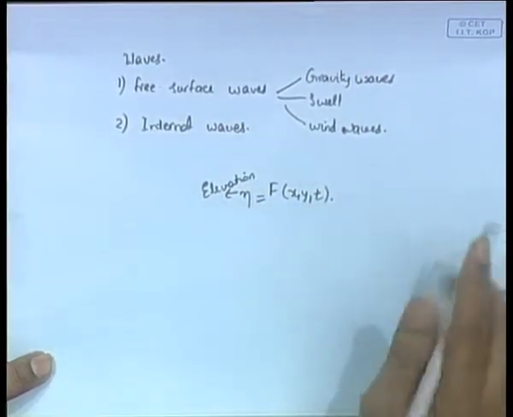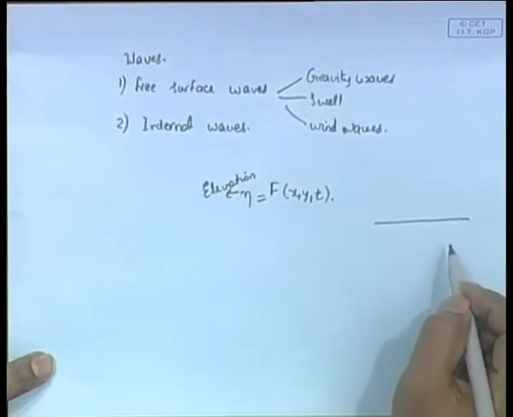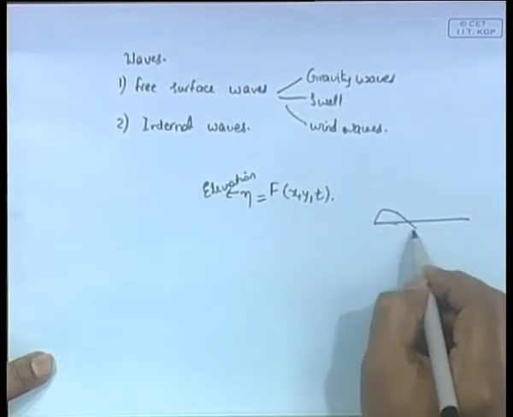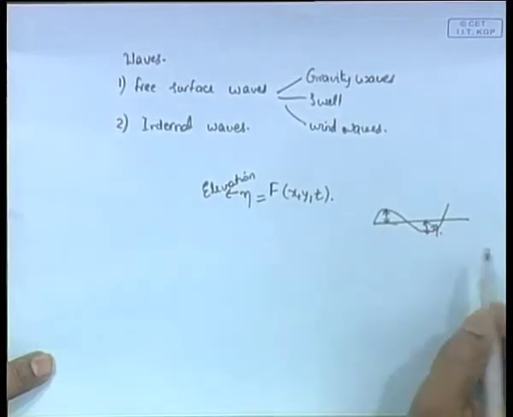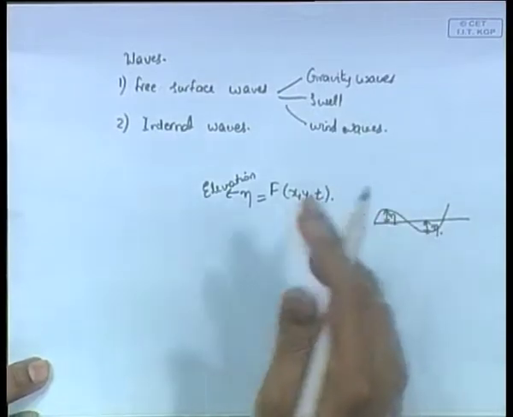Elevation, by elevation we mean, if this is the free surface, if you consider this to be the still water level, then this or this is called eta. Here eta is positive, therefore the surface of the water is above the mean water line, or the still water line, and in the second case eta is negative, as a result of which it is below the water line. So eta is an elevation which is a function of x, y, that is horizontal distance, and time; it varies with time. This is the effect of waves on the free surface.